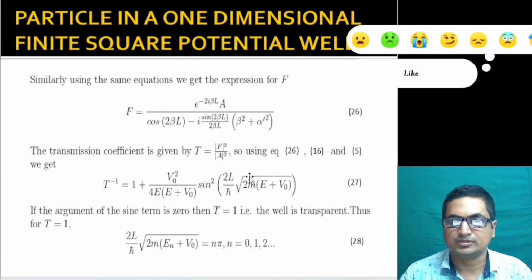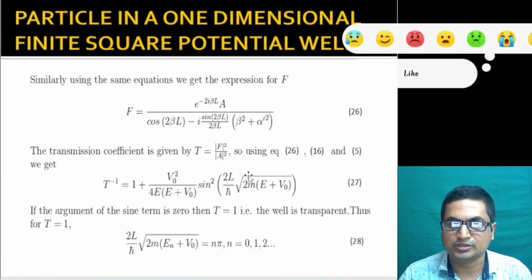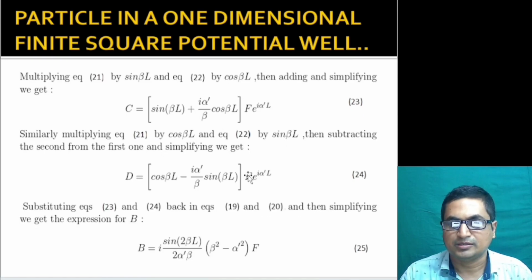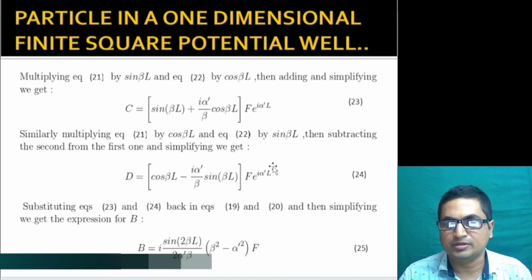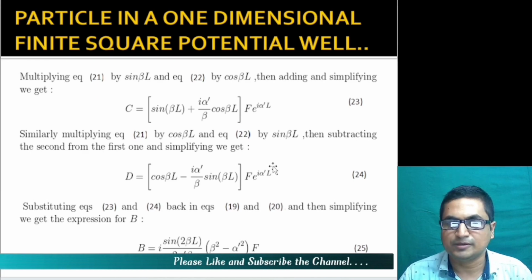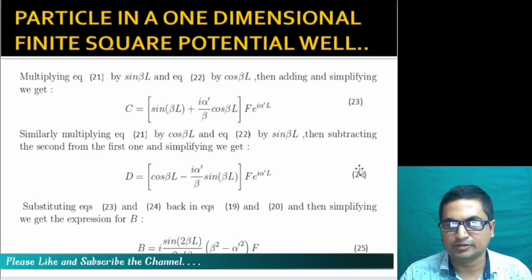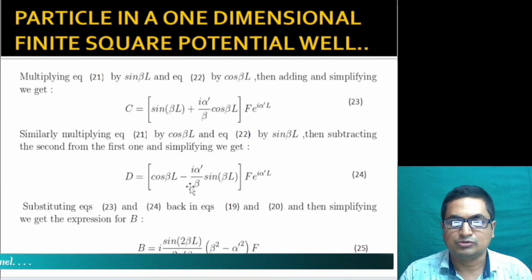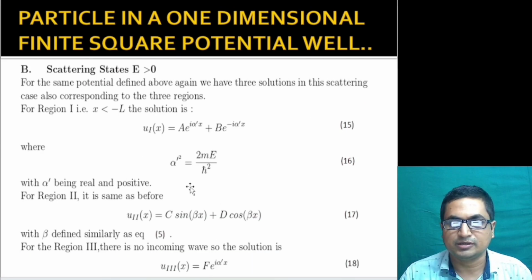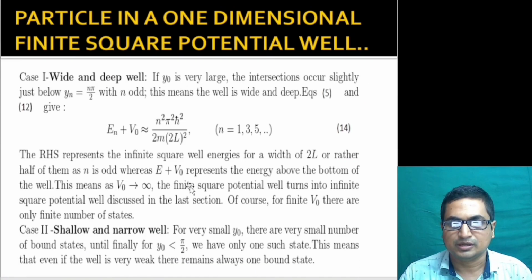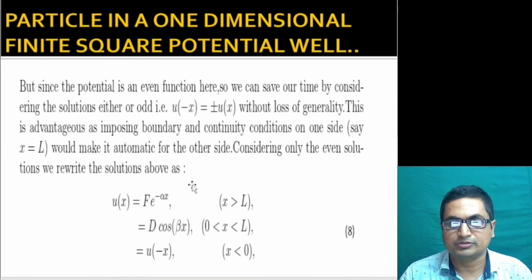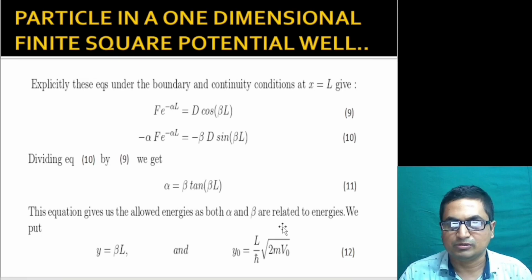Due to time constraints, I am avoiding some of the detailed mathematical calculations, but the simplifications can be made in a very simple way in order to get equations like 23, 24. They are not hard. Also, one thing we must remember here is that we are considering an even potential, so equation 8 gives the wave functions for the bound state. We have to remember this while applying those boundary conditions for the bound states.